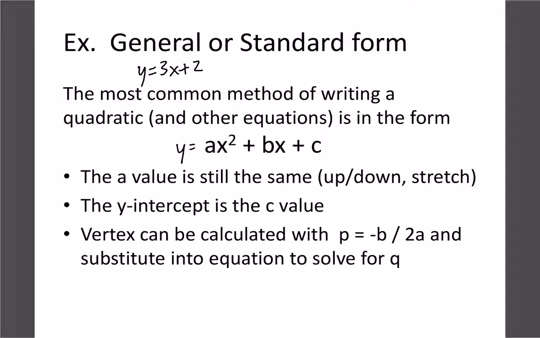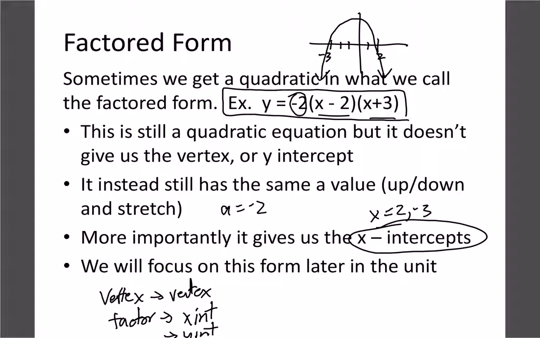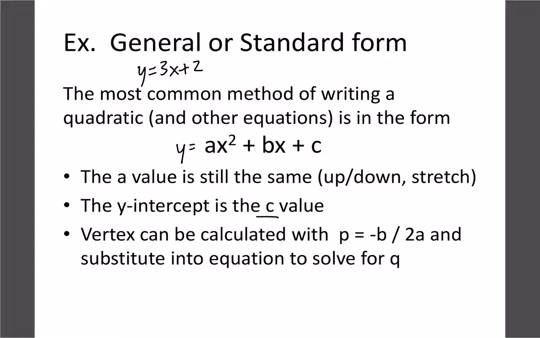So with this one, we still have the same a value again. So our a is still the same, but we don't know the x-intercepts. That's not given to us. But we do know the y-intercept in this case. We have c. So x-intercepts and vertex aren't obviously given to us, but we still have two other bits of information. So for every one of these equations, we kind of get one bit of information. So vertex form gives us the vertex, factored form gives us x-intercepts, standard form gives us the y-intercept.